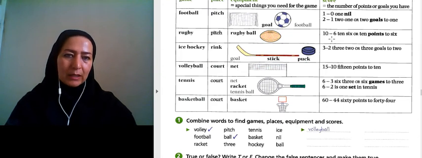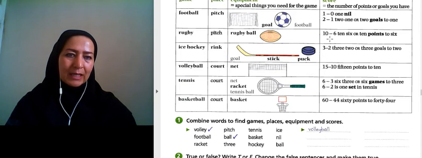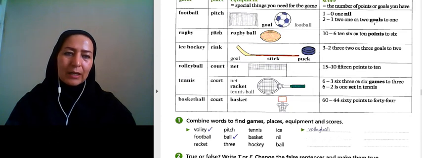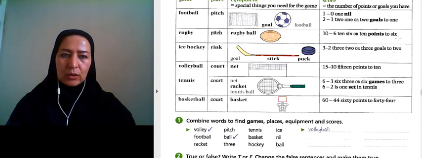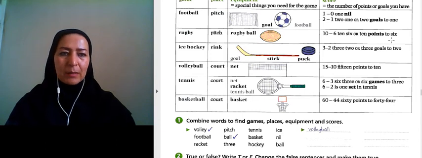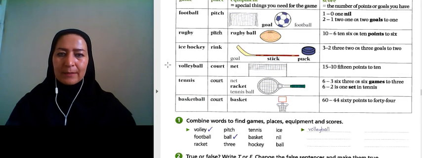And how can we talk about the score? 10 and 6. We say 10-6 or 10 points to 6. Here, if you remember, we said 2 goals to 1. Here we say 10 points to 6. Just remember these special words.